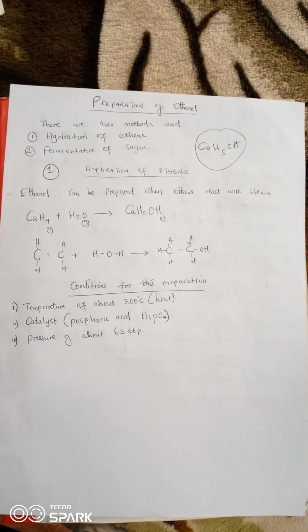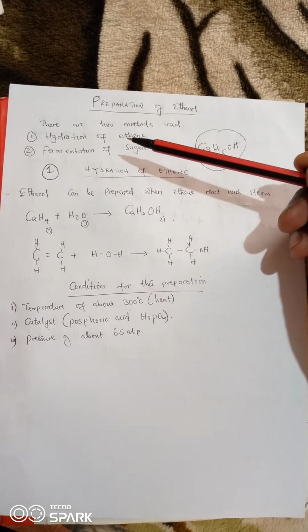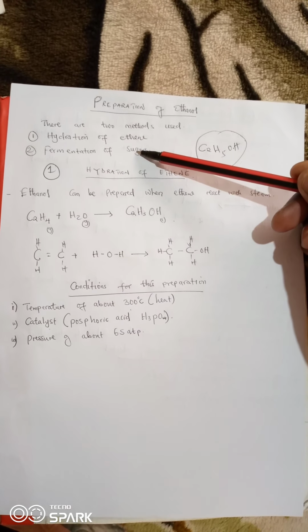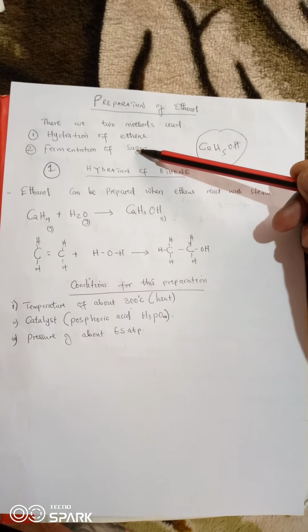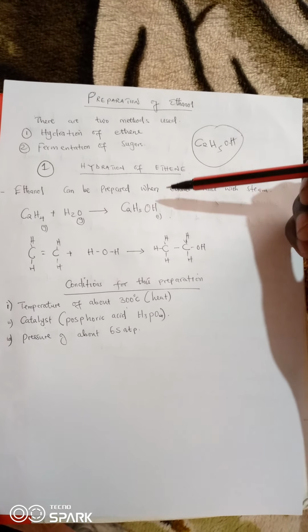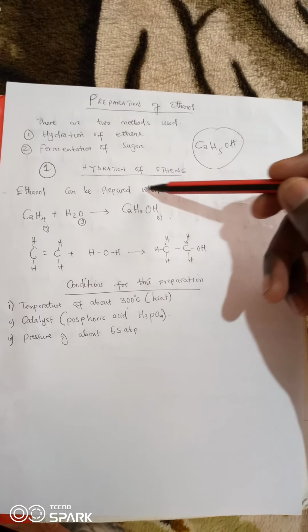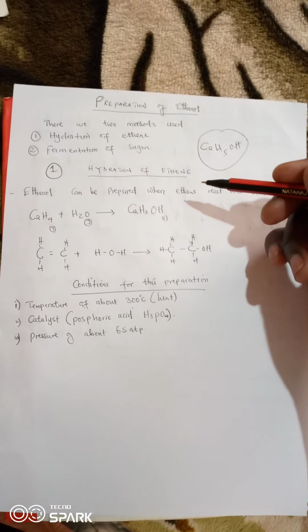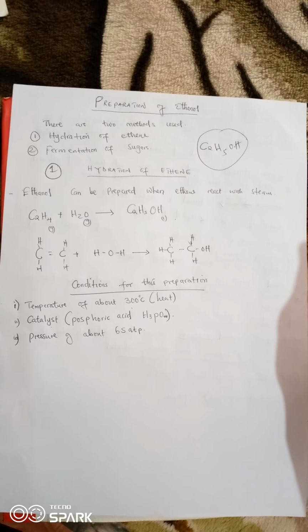So ethanol can be prepared using two methods. The first method is hydration of ethane, and the second one is fermentation of sugars. So what do we mean when we say hydration of ethane? We are looking at the first method now. This method, previously we talked about it.